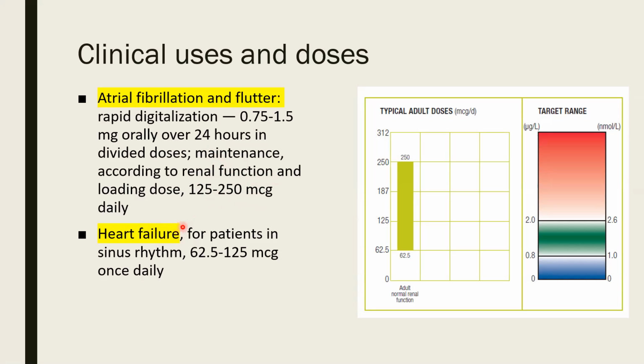For heart failure, the doses are a bit lower, because for heart failure we have no need to achieve a very high concentration. So the plasma concentration for heart failure is lower. Typical doses are from 62.5 to 250 microgram. The target range is from 0.8 to 2, which is therapeutic. Above 2, it is approaching the toxic level, and especially above 3, it will be very toxic.